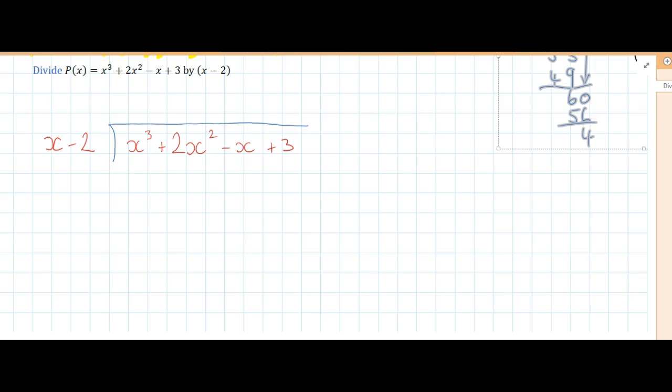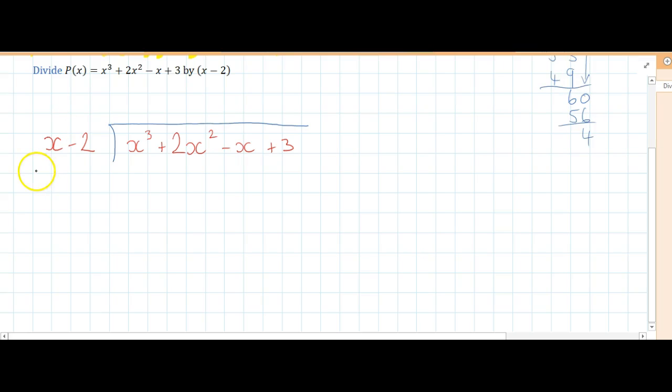So divide p of x, where p of x is the cubic x cubed plus 2x squared minus x plus 3, by x minus 2. The aim of this is to factorize a cubic. So instead of expanding it, we're factorizing, we're going the other way. The reason we might do this is to find solutions to x, just like we did in our quadratics.